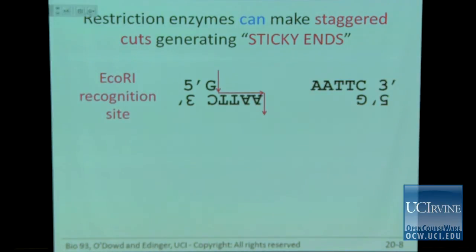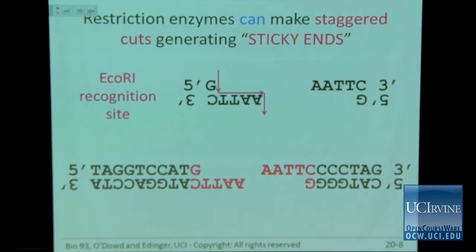We often draw this recognition site as just 6 nucleotides, so I wanted to make sure you guys thought about it in this way. Oftentimes, these sites are in the middle of a piece of DNA, so there's lots of DNA on either side of these sticky ends. So those are the pieces that we might want to move around.